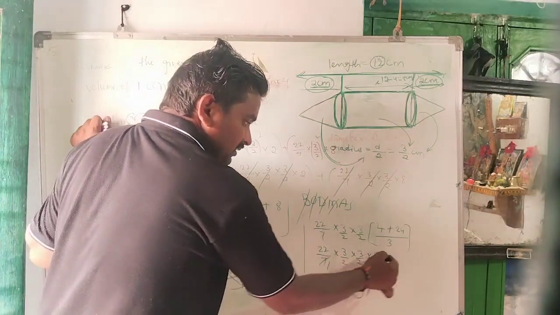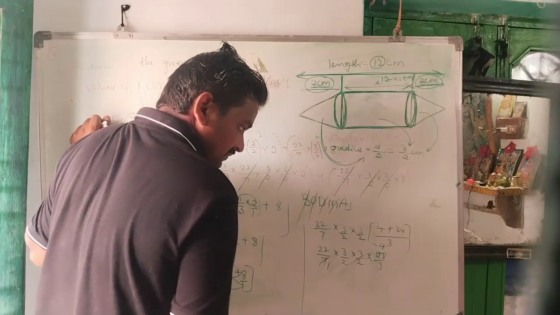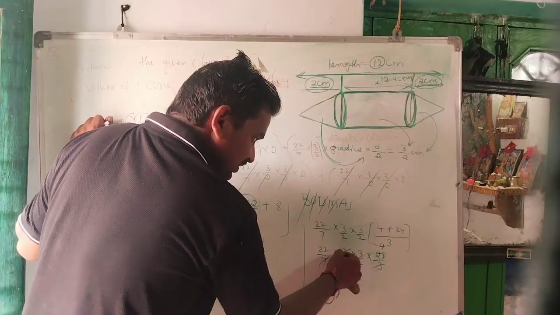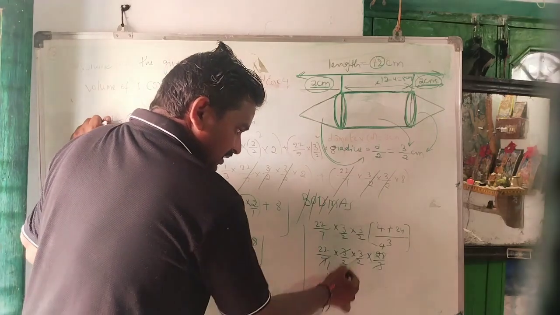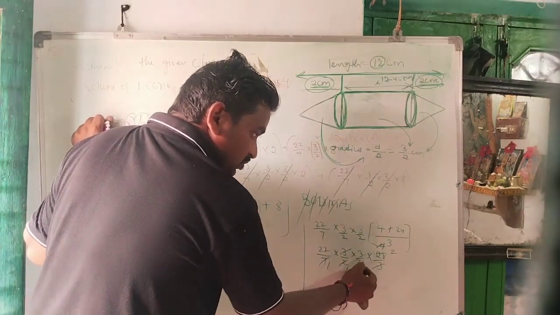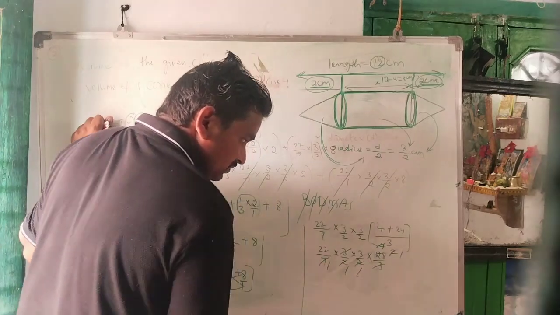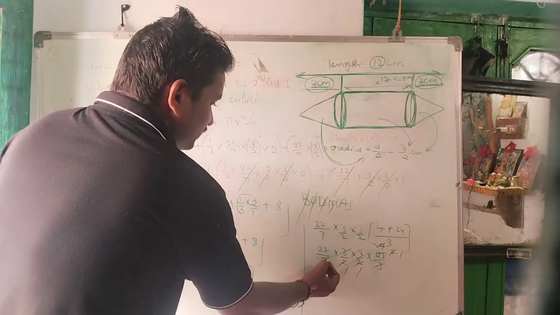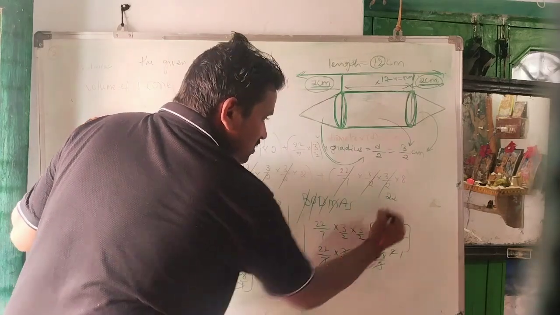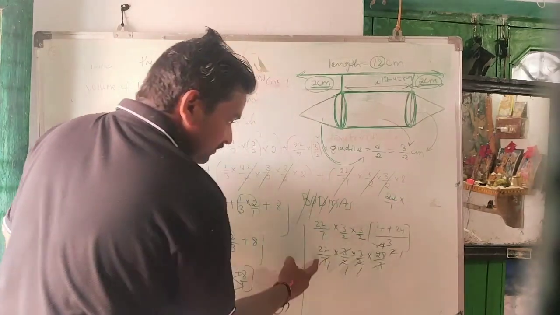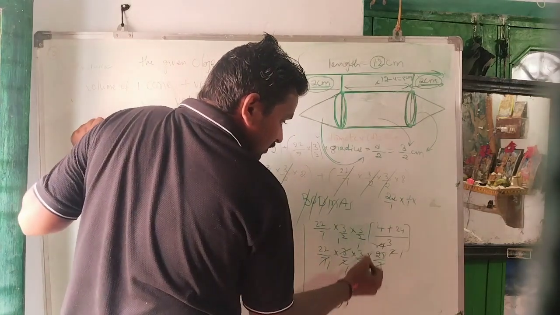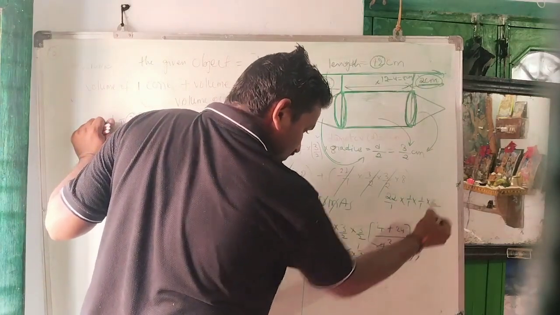7 1s are 7. 7 4s are 28. Right? 3 cancel. 2 1s are 2. 2 2s are 4. Again 2 1s are 2. 2 1s are 2. Which one is left? 22. I will write here 22 by 1 into 1 by 1 into 1 by 1 into.